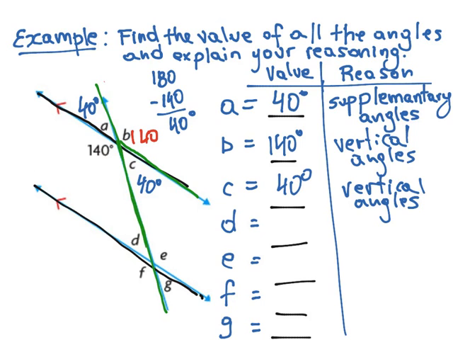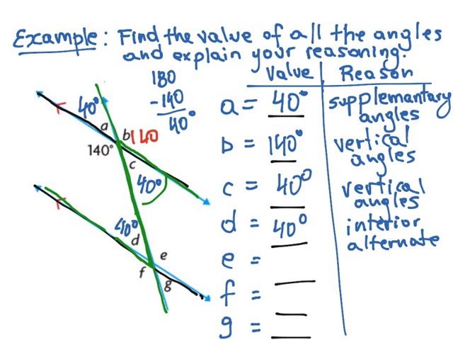And I notice that there are interior alternate angles between C and D. Therefore, right away, I know that D is 40. And the reason for it is that I see that reverse Z pattern, and that's interior or alternate angles. Also, I could take a look, and I see that 140 and E are also interior alternate angles, and therefore E is going to be 140.